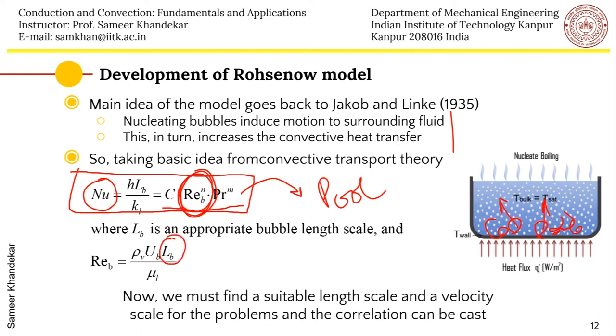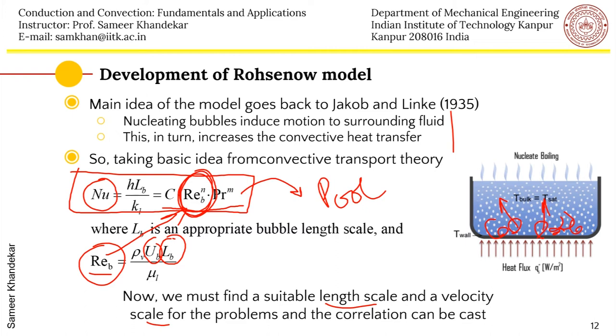If we are able to do that, then we can define a Reynolds number, which is the bubble Reynolds number. So what is this length scale for the pool boiling experiments, and what is the velocity scale? That is what Rosenau did, and he inserted this LB and UB in the equation of Reynolds number. And this Reynolds number can now be put into the standard power law equation, where Nusselt is a function of Reynolds and Prandtl. And from there, he tried to predict the heat transfer coefficient. So the idea was to extend the platform of single phase convective heat transfer to pool boiling by incorporating a proper length scale for the bubble and a proper velocity scale for the bubble.